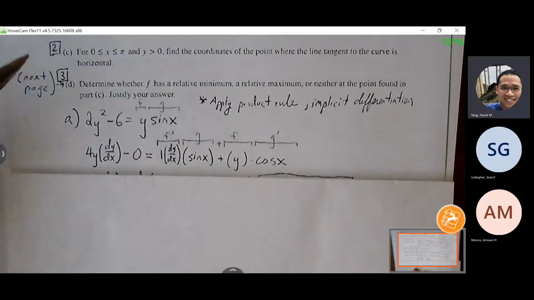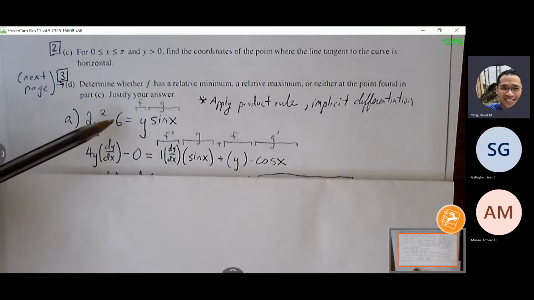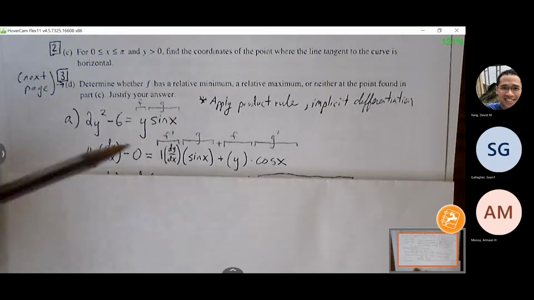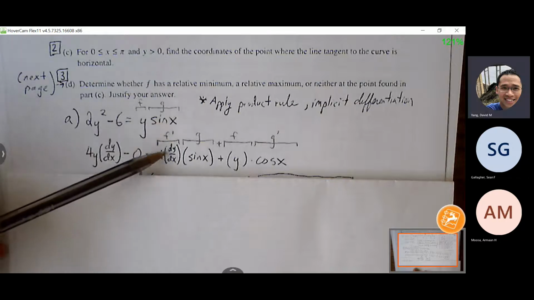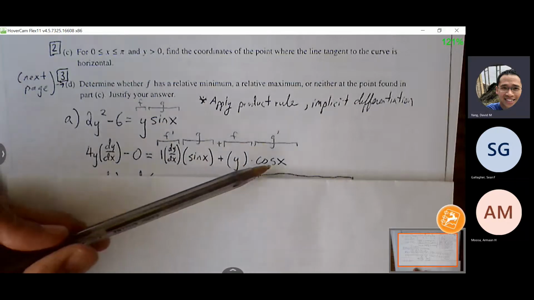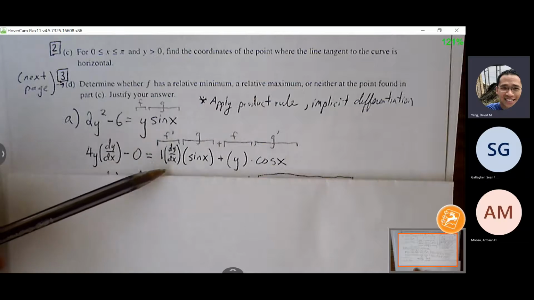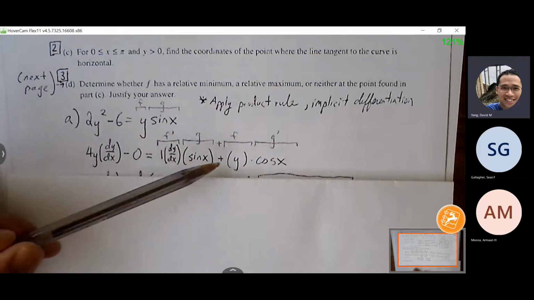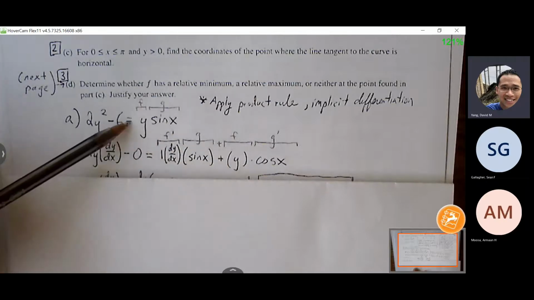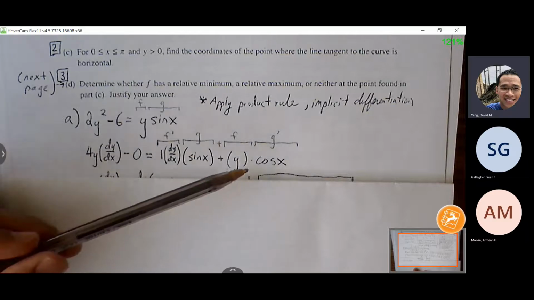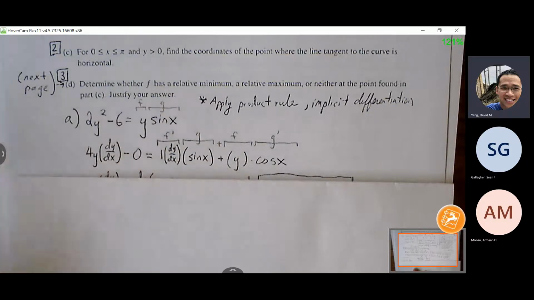So we start off with power rule. 2y squared becomes 4y dy dx. 6 goes away to 0. These are product rule here. So f prime times g plus f g prime. Y becomes 1 dy dx. We keep the sign plus, go back to f, which is y, and then g prime, sine becomes cosine.